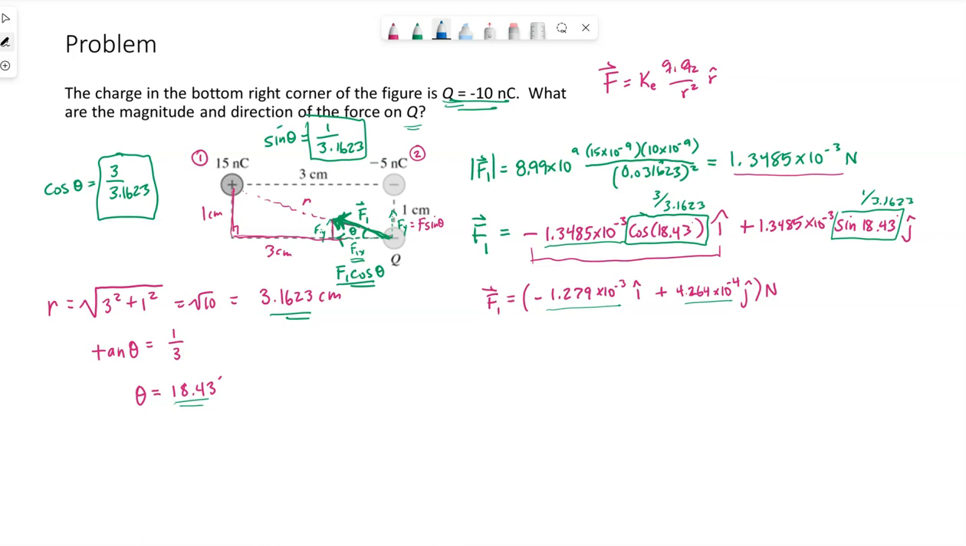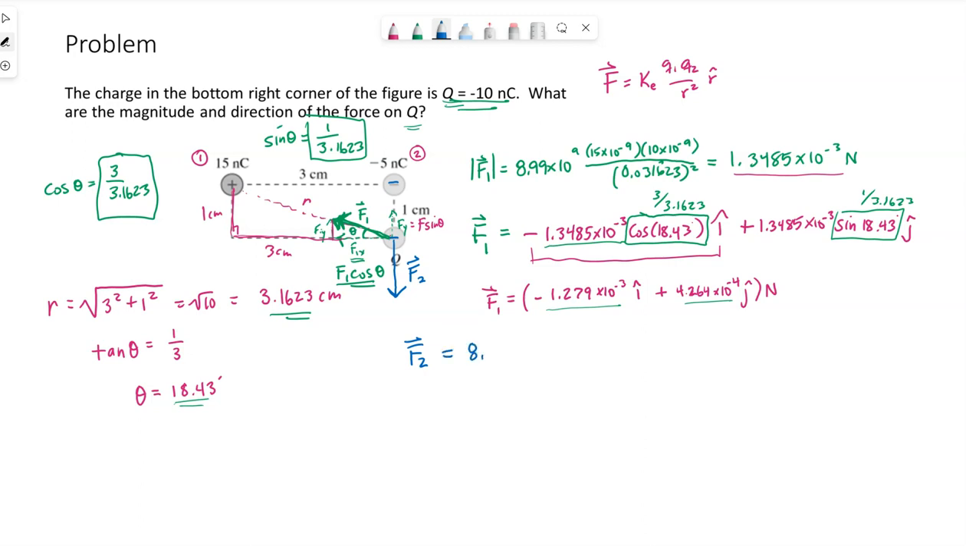We know the negative 5 nanocoulomb charge is also exerting a force. I'm going to call that force F2. Well, because both of these are negative, that means they are going to repel. That means Q is going to be pushed away from the negative 5 nanocoulomb charge. This direction's easy. It's just all in the negative y direction.